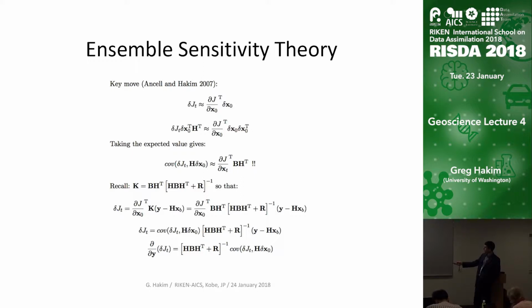If we plug in for K, we get here. And now you can see that we have the thing that we're trying to get rid of. dJ/dx naught B H transpose now gets replaced with a covariance. Right? So I think I've come across this many, many times now. Around the same time we came up with this, folks were coming up with the same idea for replacing the 4D-Var gradient calculation with a similar sample estimate. That's where N-Var came from.